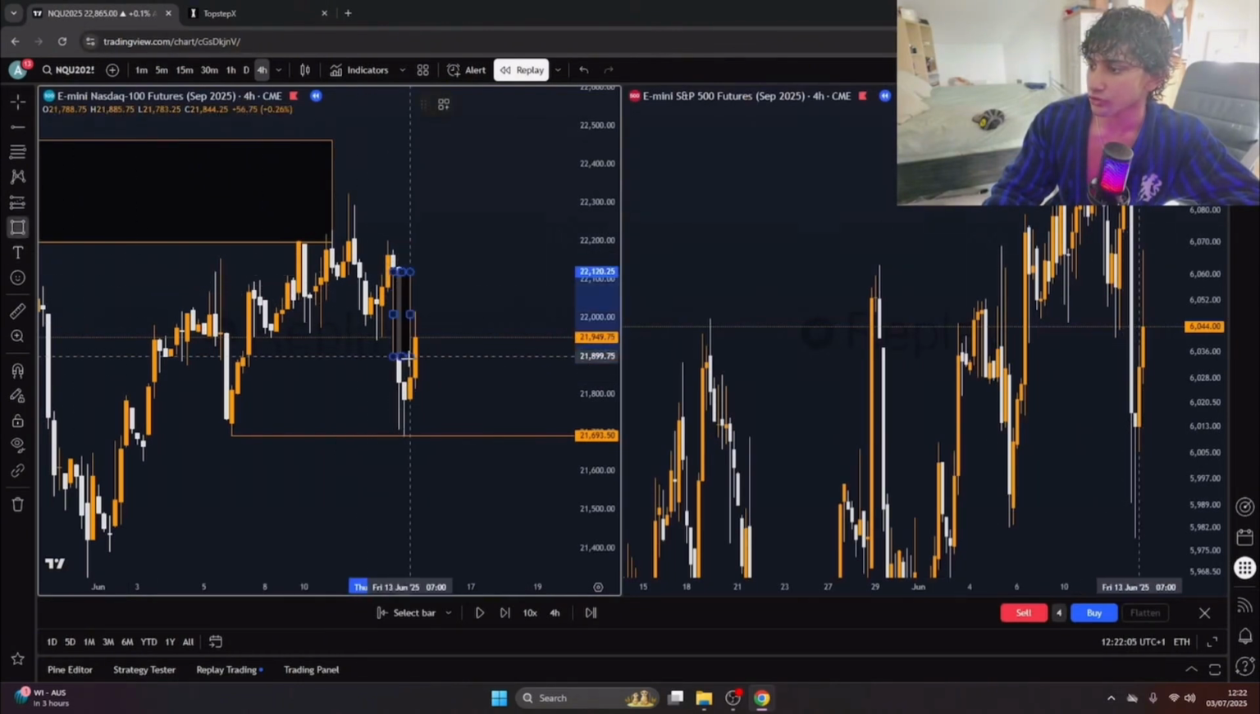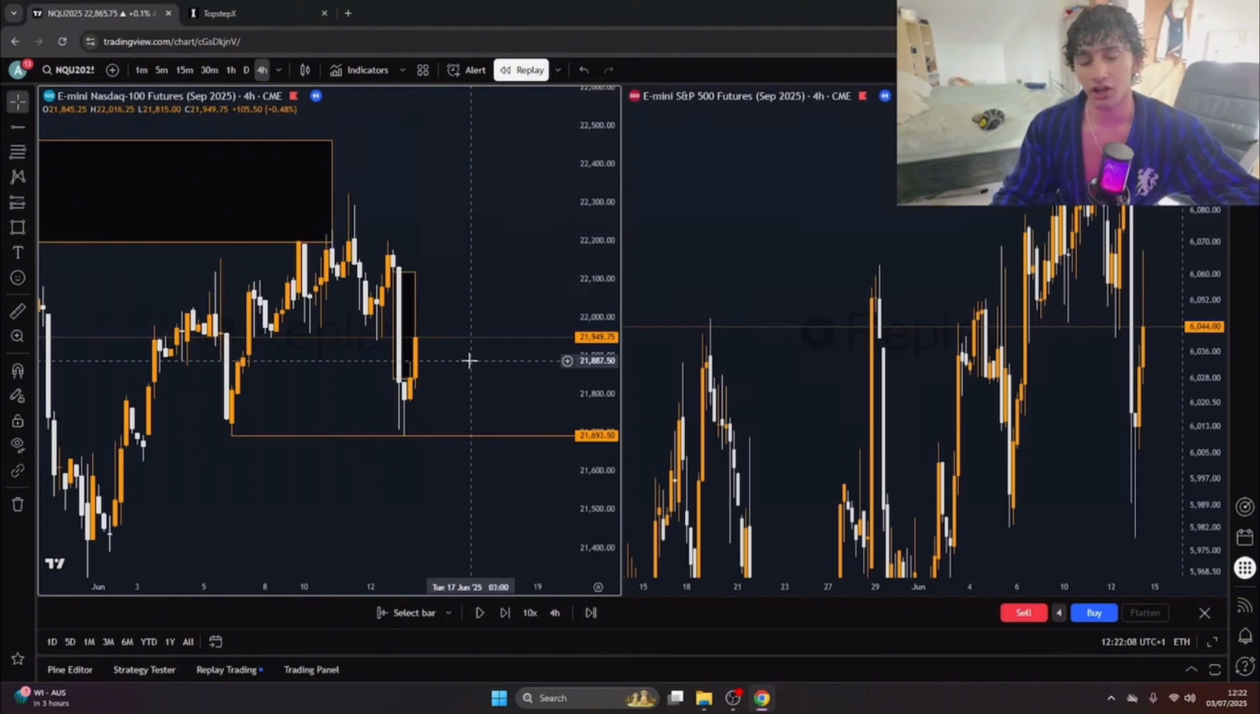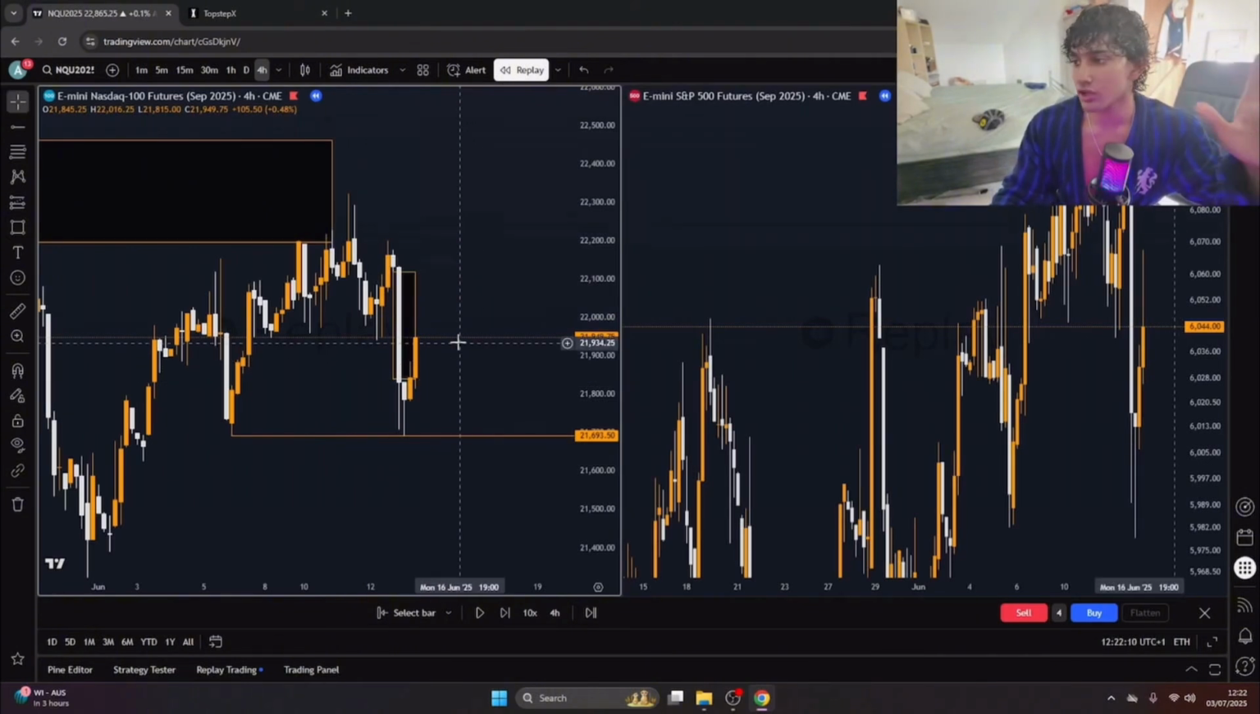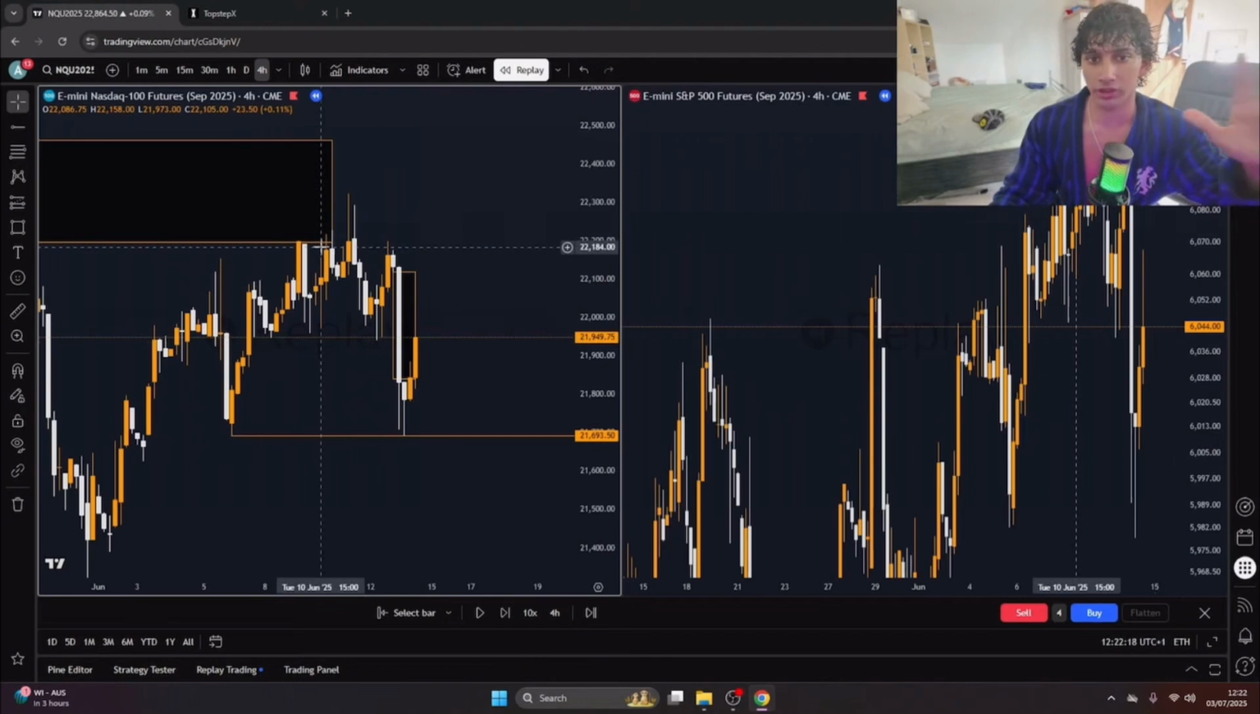So the fact that we're now drawing into a 4 hour bearish gap means that our daily bias is bearish right now and our 4 hour bias is bearish. So the fact that you're even considering longs as an A+ setup would not be the case.